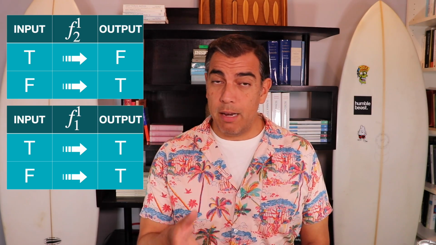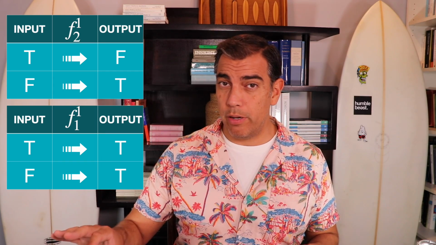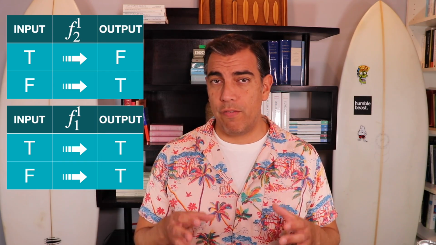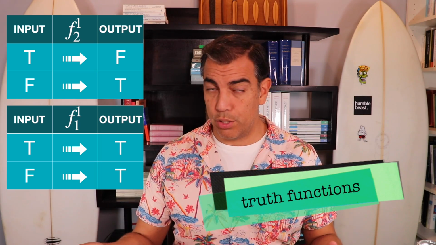So notice we have an input, which is a set of truth values. Each input is assigned 1 output. So each one of these is a function on the set of truth values. These are then truth functions. And that is exactly what it is to be a truth function.